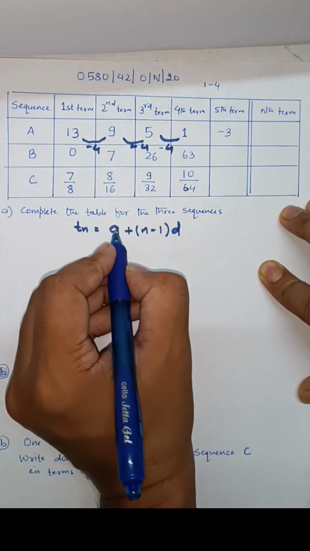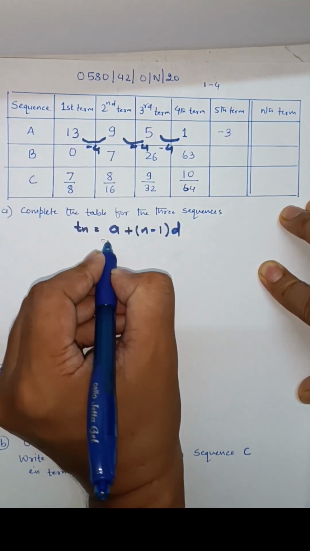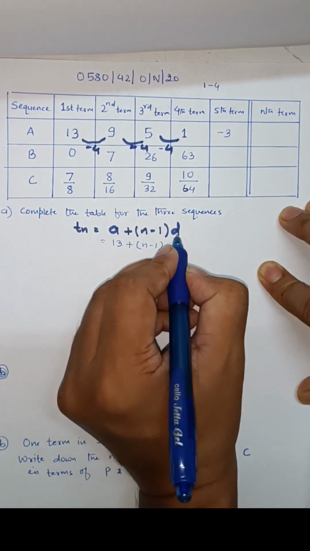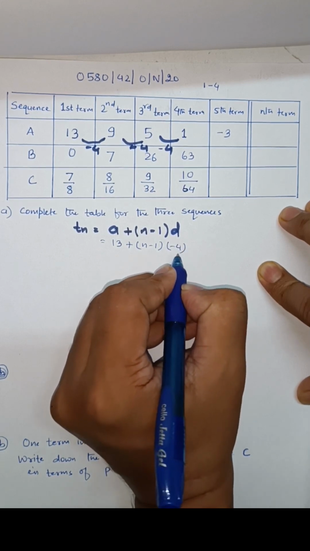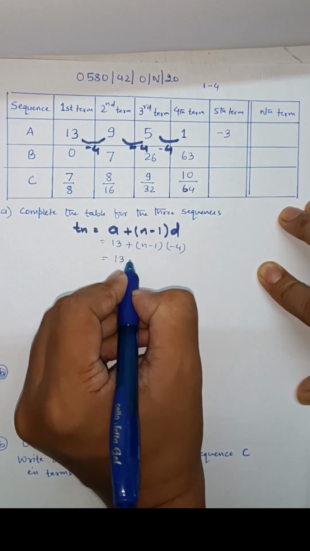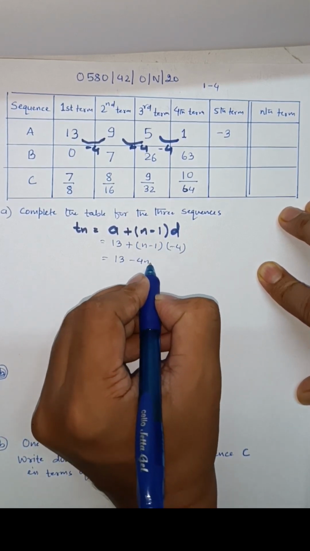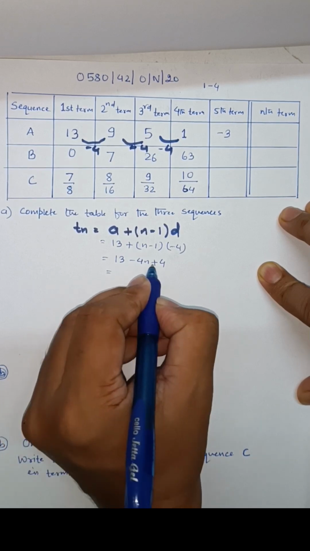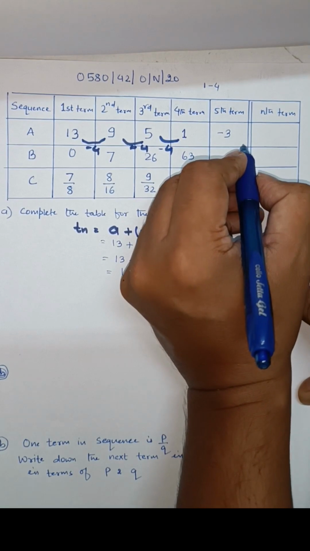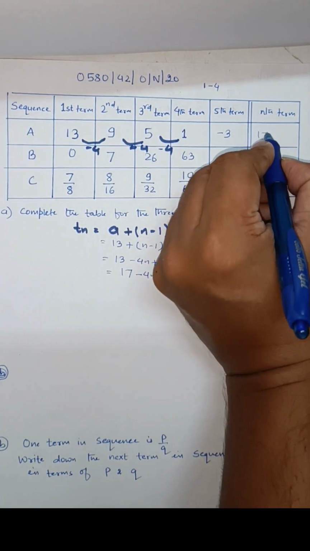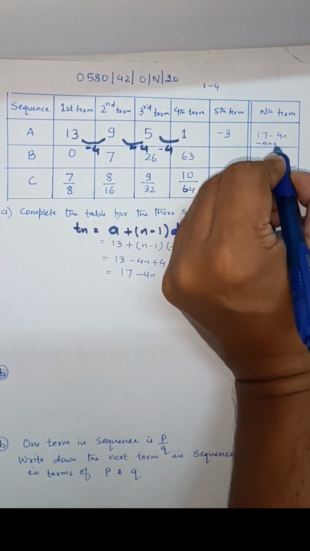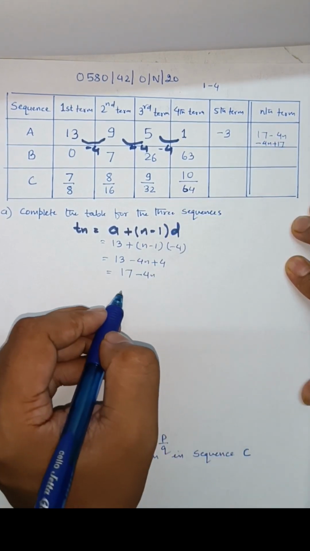Now in this formula, a is the first term. If you see, in the sequence 13 is the first term, and I am going to write n minus 1 as it is, and d is the common difference, which is going to be minus 4. In this scenario, if we expand the bracket, we get minus 4n, and minus times minus will be plus, so 13 plus 4, which is going to be 17 minus 4n. So my nth term is 17 minus 4n, or we can rearrange and write minus 4n plus 17.